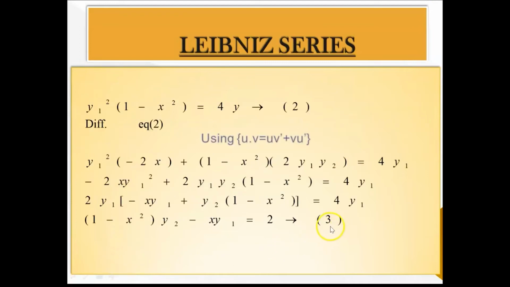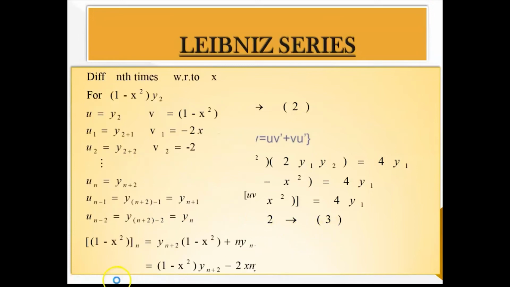This is your equation number 3. After applying the Leibniz series over this part and this part, whatever the result of both of these will be put in this equation, which is equation number 3.